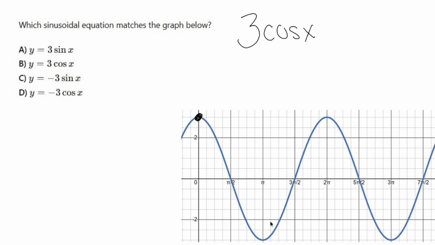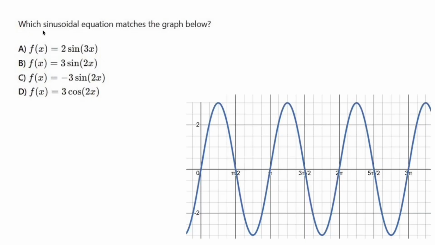It goes up to 3, bottoms out at -3, repeats every 2 pi, like it does right there. Everything is good. Everything is kosher, fine and dandy like sour candy. The answer is B.